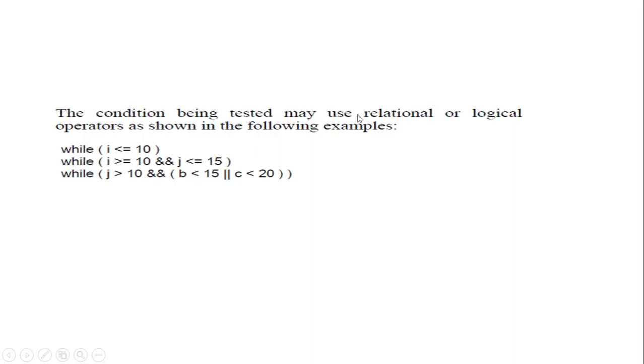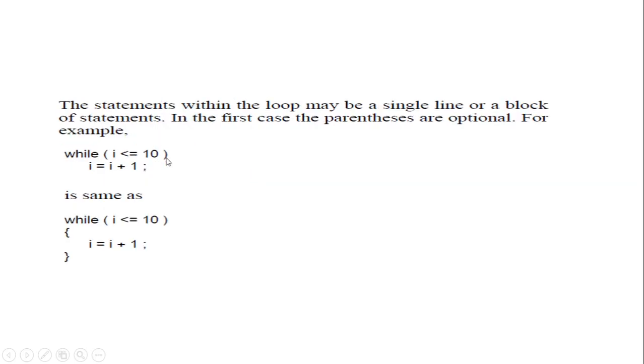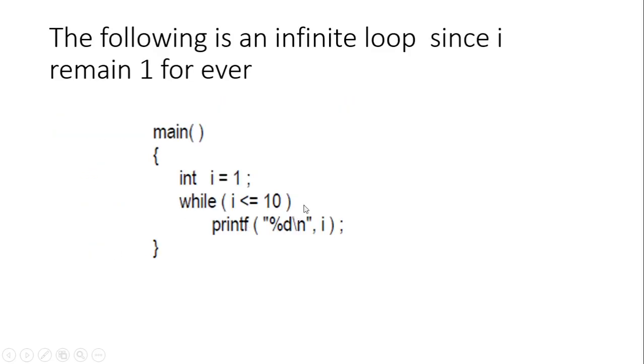the condition being tested may use relational or logical operators as shown in the following example. So here you can have operators also, logical operators like AND. This means AND, this means AND. So this kind of expression check or condition check is also allowed in C programming. One thing I must say while writing the while loop: if after the while loop you have only one statement, there is no need of giving any braces over here. But if there are multiple statements, you must give braces. So this one and this one are equivalent.